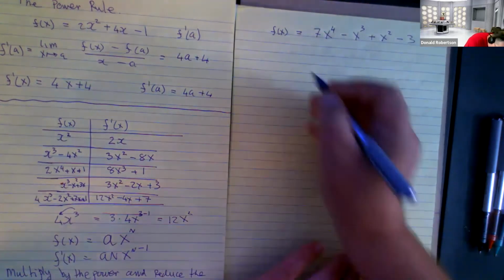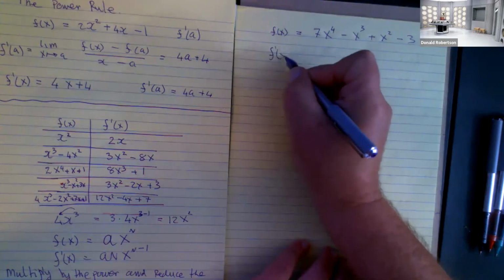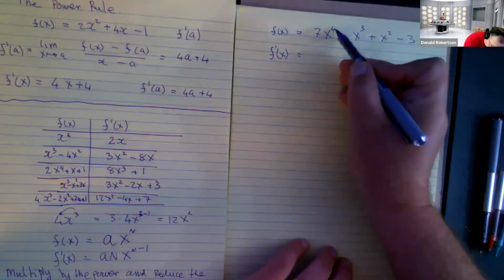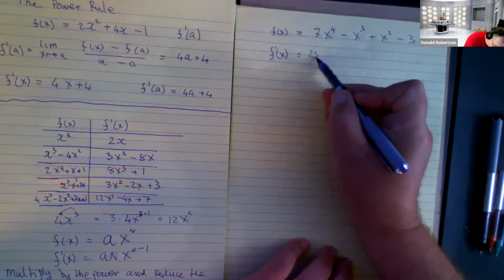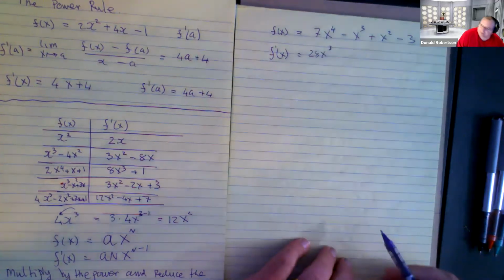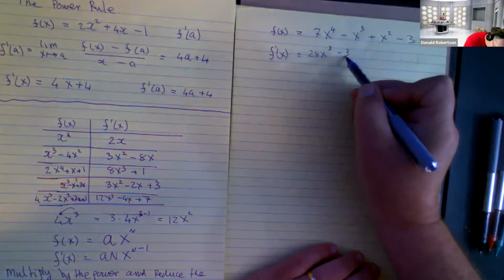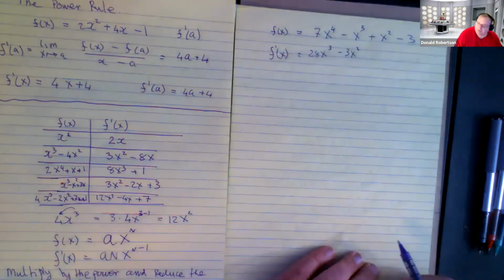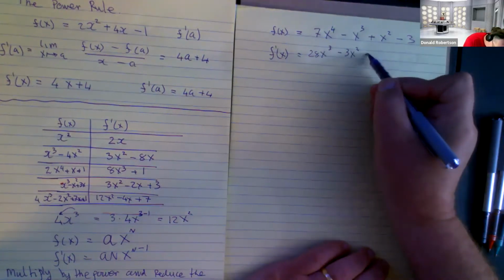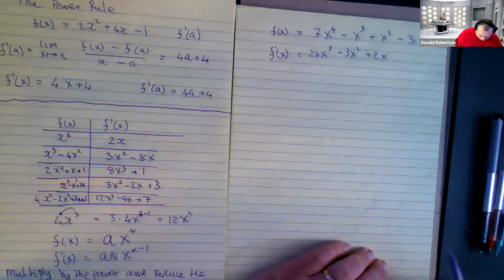Let's see what we get. Well, multiply by the power and reduce the power by 1. Pretty easy. Multiply by the power and reduce the power by 1. Multiply by the power and reduce the power by 1.